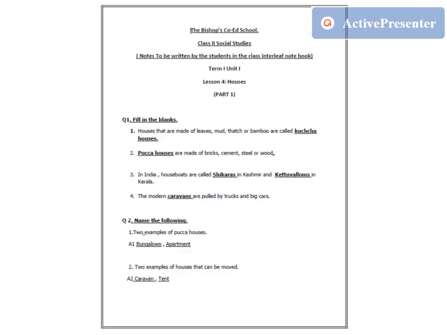Okay, now let's look at the worksheet. Fill in the blanks. Houses that are made of leaves, mud, thatch, or bamboo are called kacha houses. Very simple. Pakka houses, shikara, caravans. Good. This is very simple.